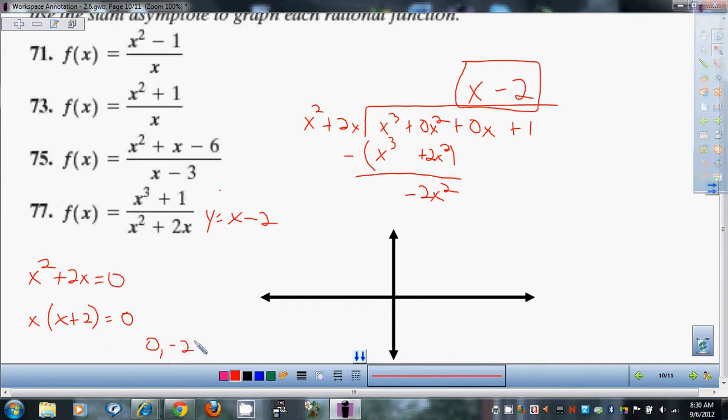0 and negative 2. So, you're going to have vertical asymptotes at 0. Wow, that's really bad. I thought I was on my line drawer thingy. There we go. You're going to have vertical asymptotes at 0, negative 2, and you're going to have a slant asymptote with the equation x minus 2, which is just a line with a y-intercept of negative 2, looking about like that.